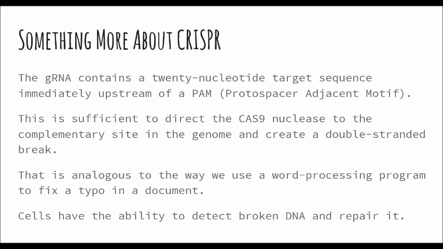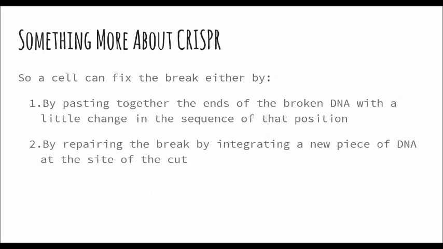Something more about CRISPR. The gRNA contains a 20 nucleotide target sequence immediately upstream of a PAM, protospacer adjacent motif. This is sufficient to direct the Cas9 nuclease to the complementary site in the genome and create a double-stranded break. This is analogous to the way we use a word processing program to fix a typo in a document. Cells have the ability to detect broken DNA and repair it. So a cell can fix the break either by pasting together the ends of the broken DNA with a little change in the sequence at the position, or second, by repairing the break by integrating a new piece of DNA at the site of the cut.